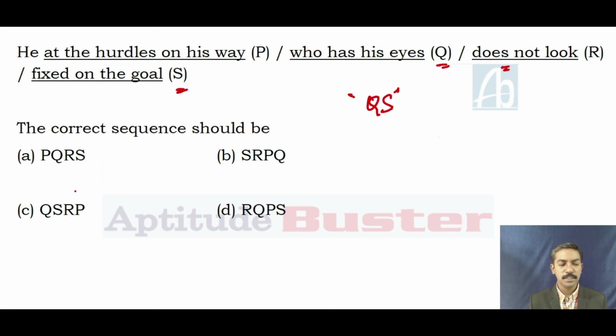Straight away go to the options, check the number of options which has QS combination, and there's just only one. The right choice is option C. You can read through it. He who has his eyes fixed on the goal does not look at the hurdles on his way. Now the word "does", I said, is singular, and this refers to the subject, "he".